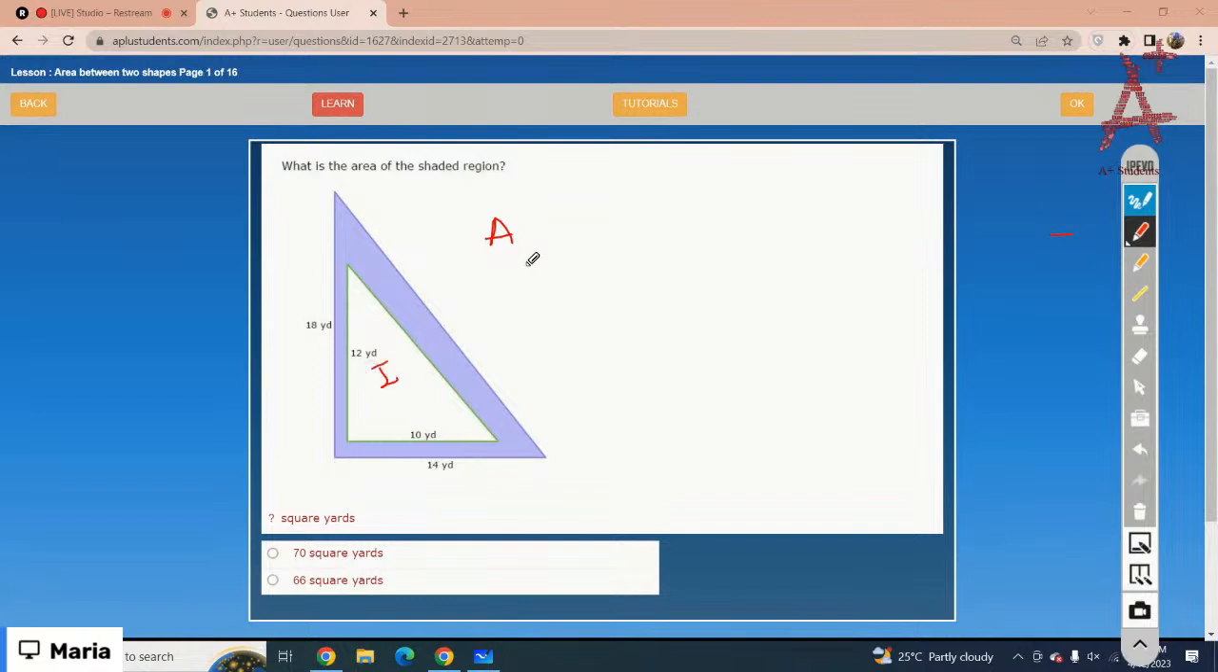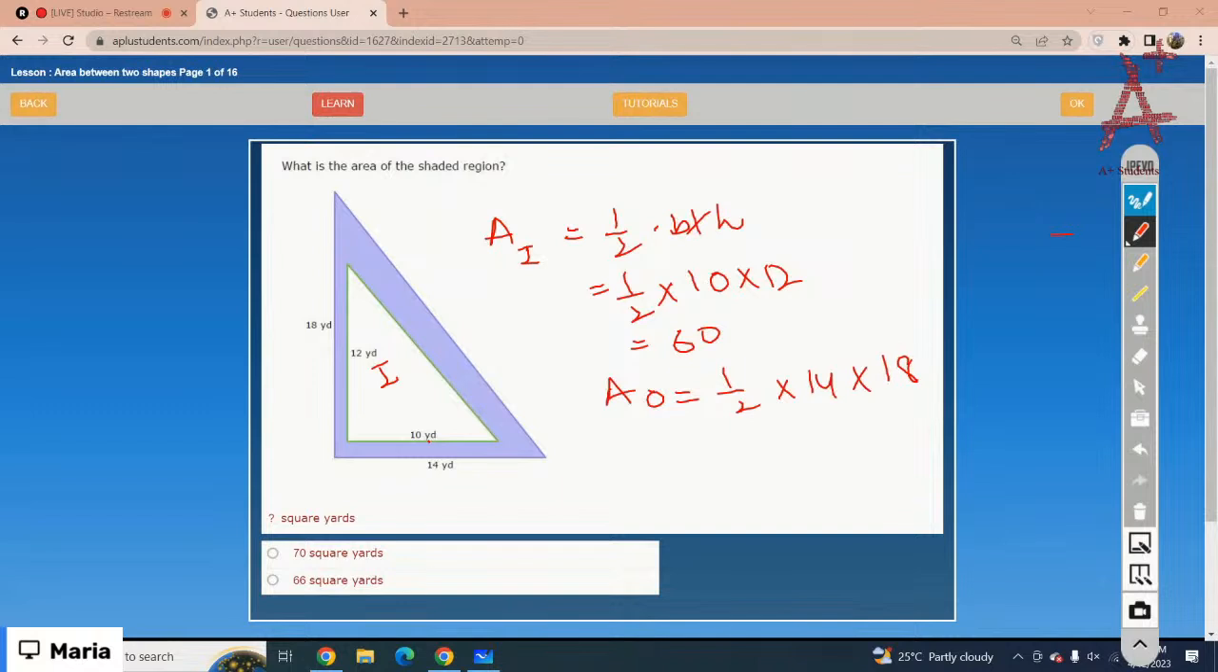So for the inner one, got it? Area of the inner, half times base times height. The base is 10 and height is 12. It would be 60. Now calculate the area of the outer one. It would be half times 14 times 18. It would be 126.